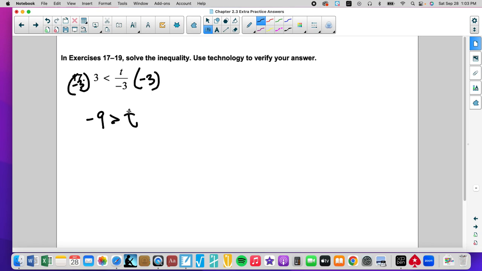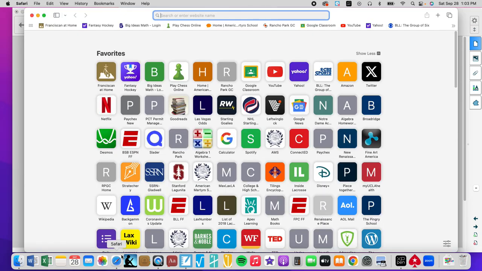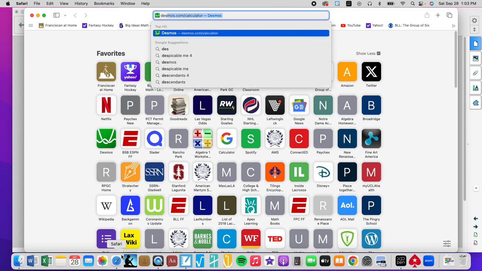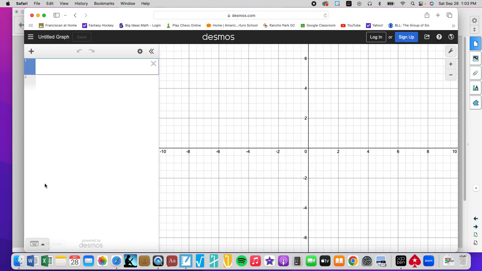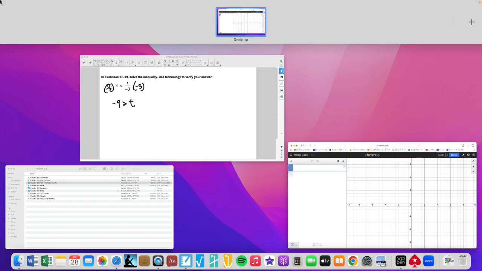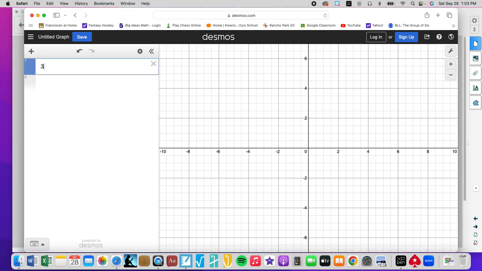I don't know how I would use technology. I mean, maybe. Let's try it out. Let's see what Desmos calculator. What was my starting problem? 3 is less than t over -3.